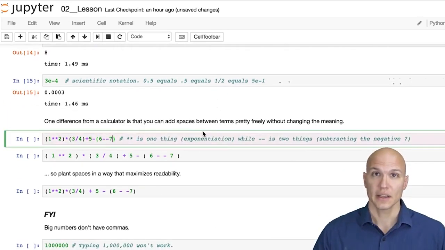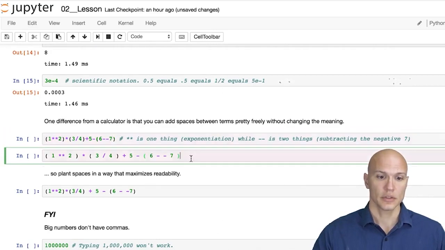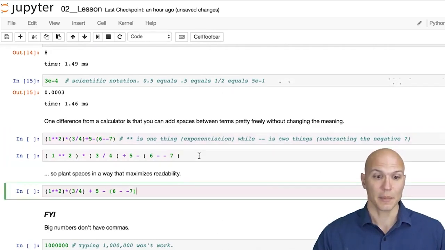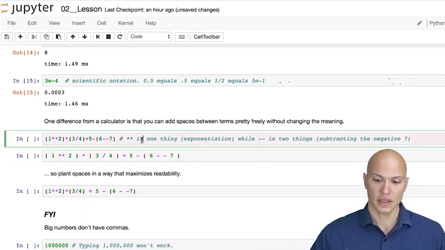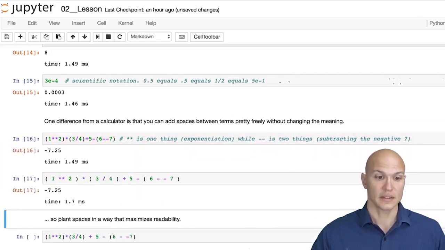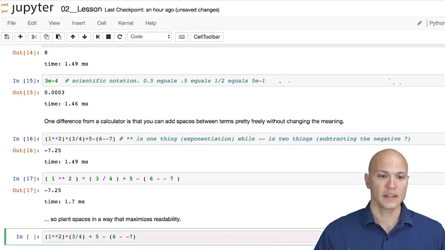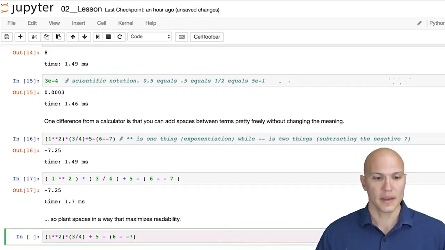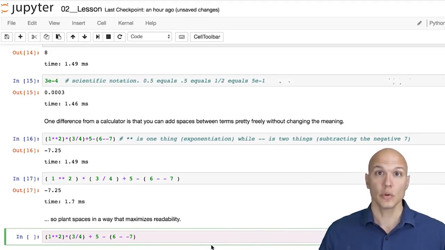One difference from a calculator is that you can add spaces. So these 3 lines, 1, 2, and 3, they should all give the same answer, even though they use spaces differently. This one uses no spaces. This one uses lots of spaces. But this one uses spaces in a way that makes sense, in a way that makes it easier to read all this code. What should you do? You should do what makes sense.